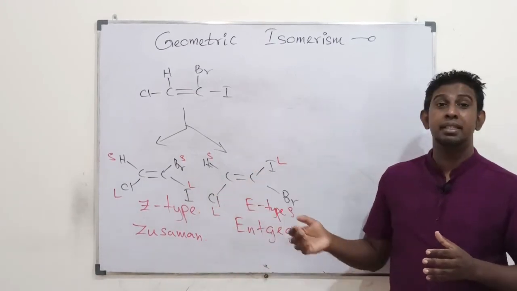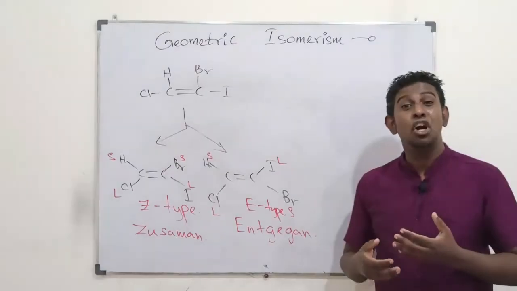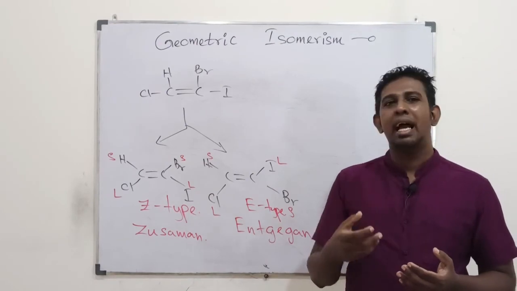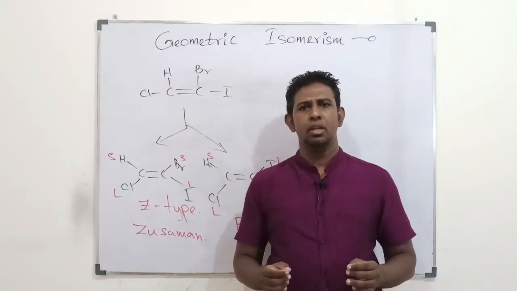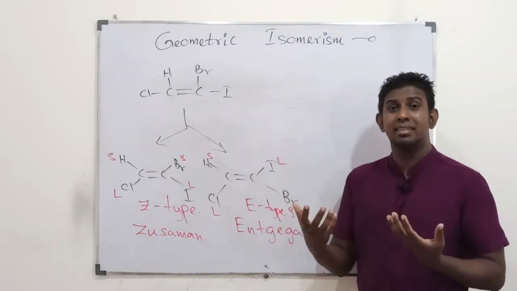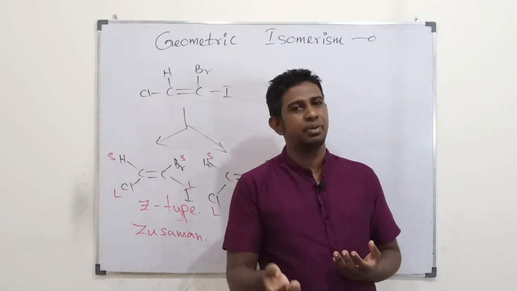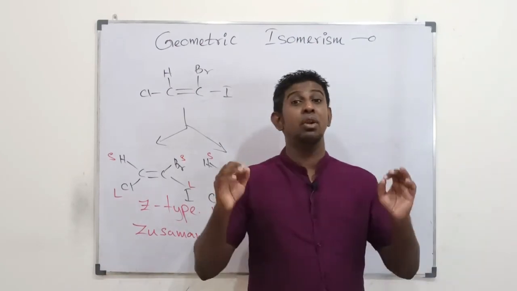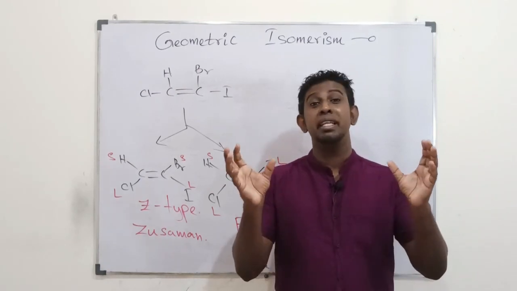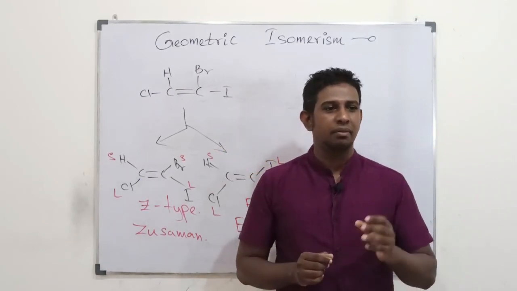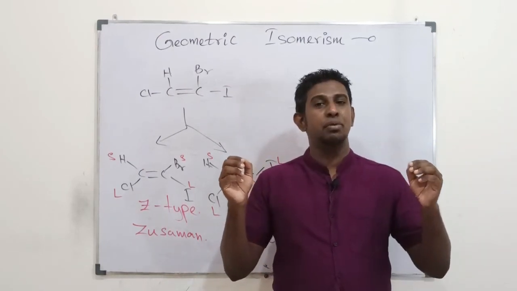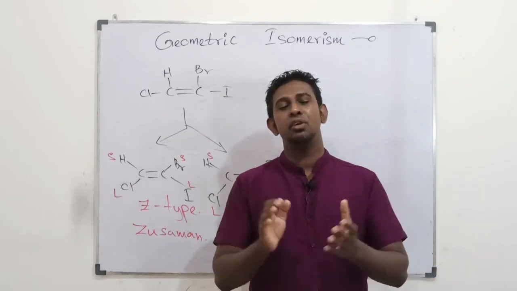Then the other type is geometrical isomerism, or we call them diastereomers. So you could name that diastereomerism as well. These isomers are called diastereomers with the idea that they are not mirror images of each other. One is not the mirror image of the other. Therefore, they are called diastereomers.